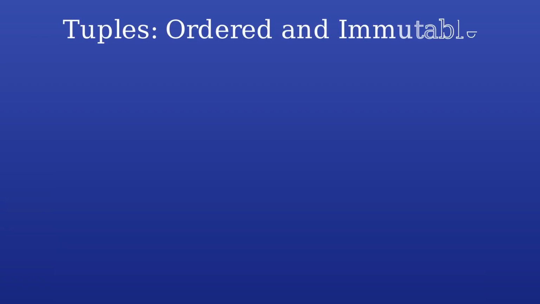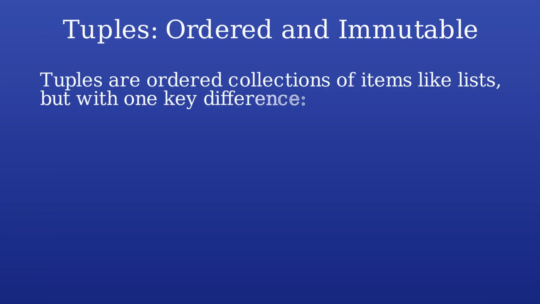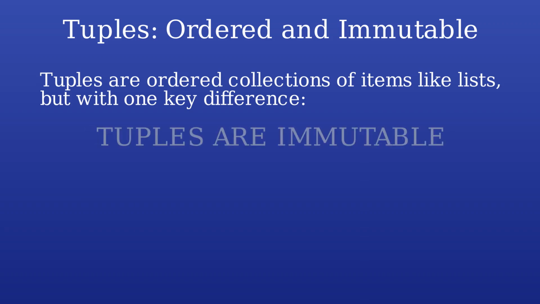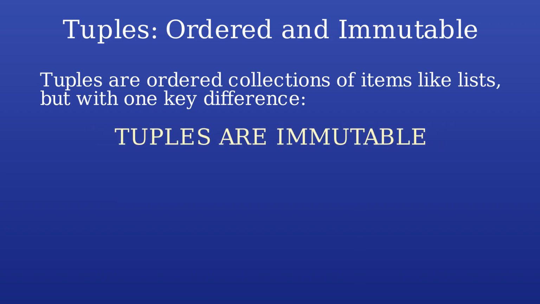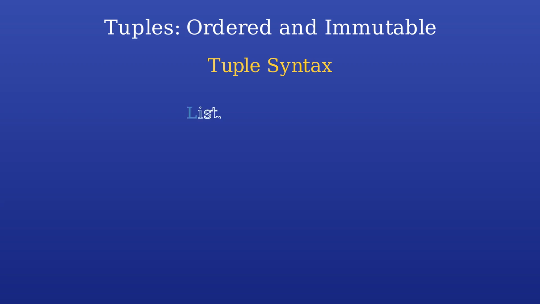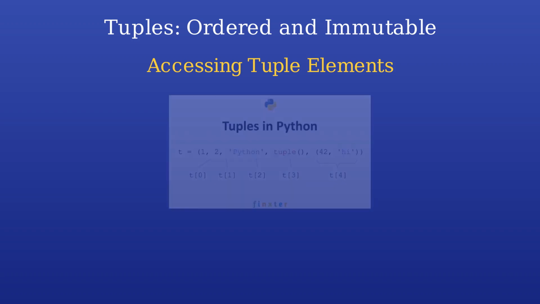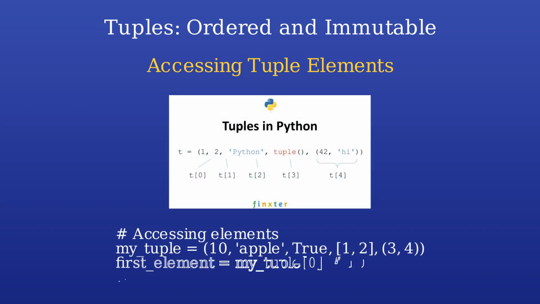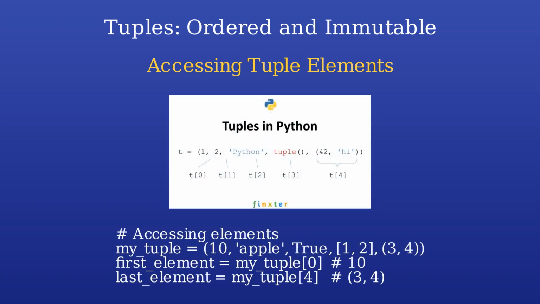Next up are tuples. Tuples are ordered collections of items, similar to lists. However, the key difference is that tuples are immutable. Once created, you cannot change their contents. Tuples use parentheses instead of the square brackets used for lists. Like lists, tuples are ordered collections, and you can access elements using indexing. The first element is at index 0.